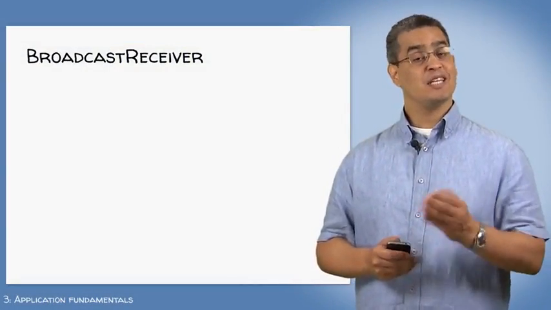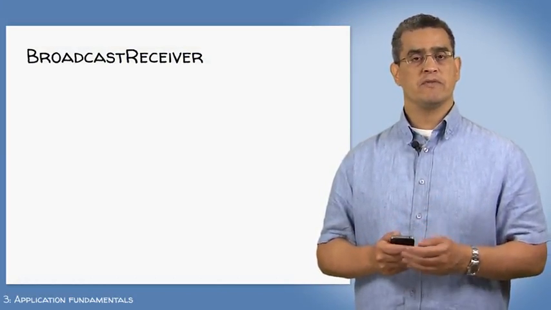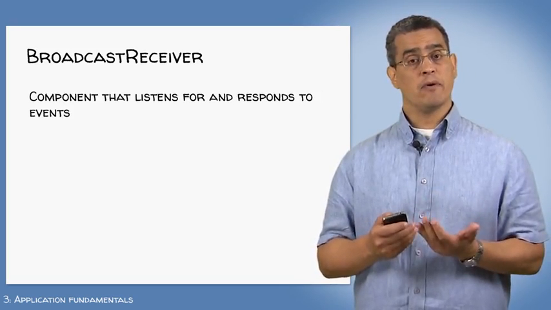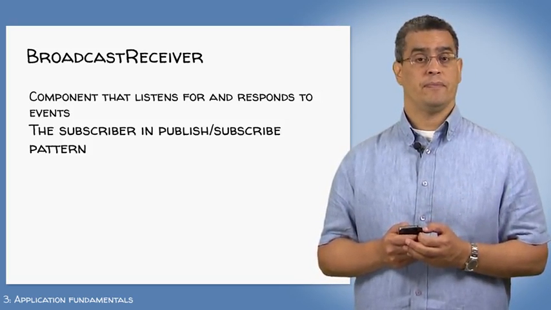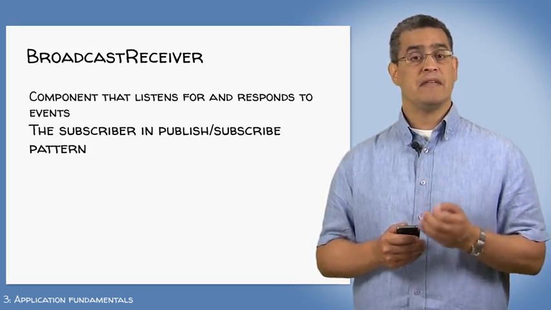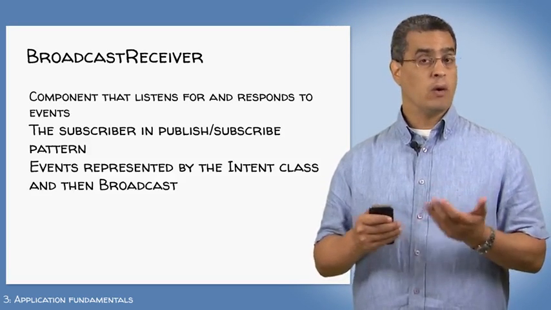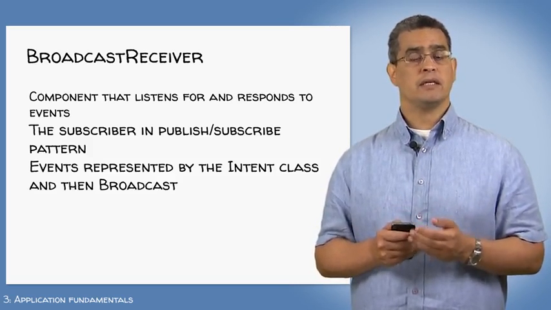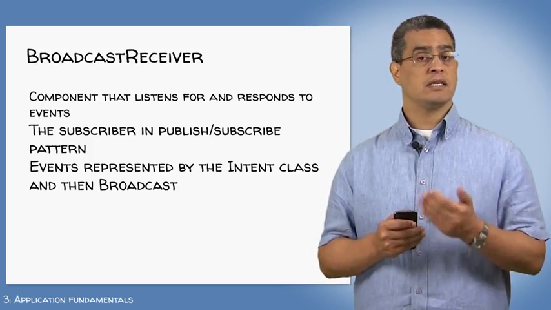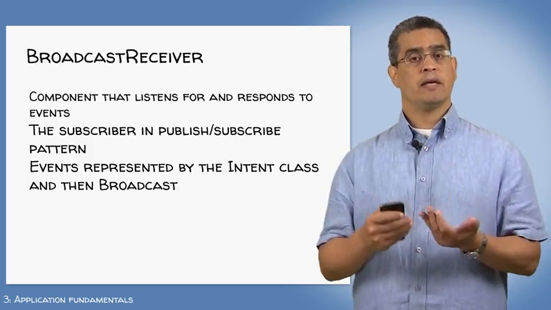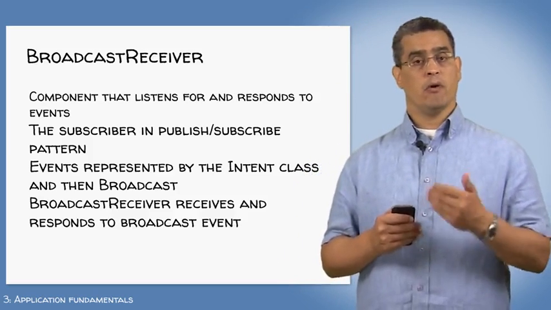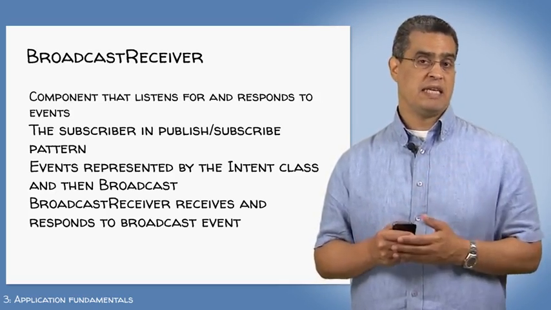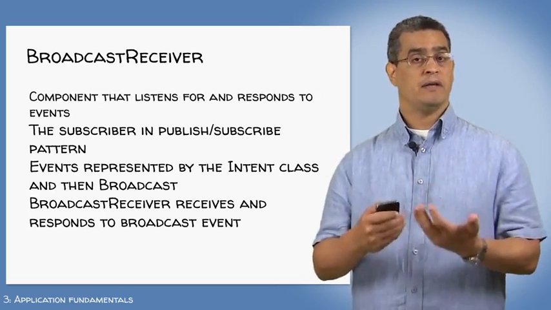The next component is broadcast receiver. Broadcast receivers listen for and respond to events. Essentially, they play the role of the subscriber in the publish-subscribe pattern. In Android, events are represented by the intent class, which we'll talk about more in later classes. Publishers create these intents and then broadcast them using a method like the Context class's sendBroadcast. Once broadcast, these intents are then routed to the broadcast receivers that have subscribed to or registered for those specific intents, at which point they can respond to the event.